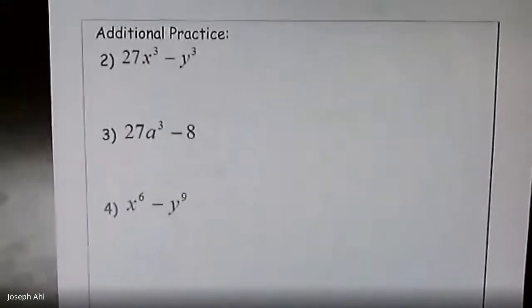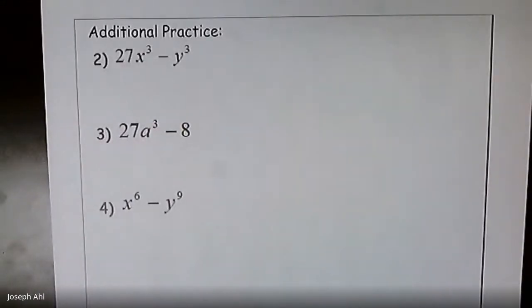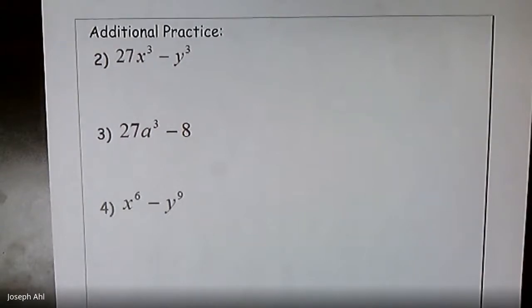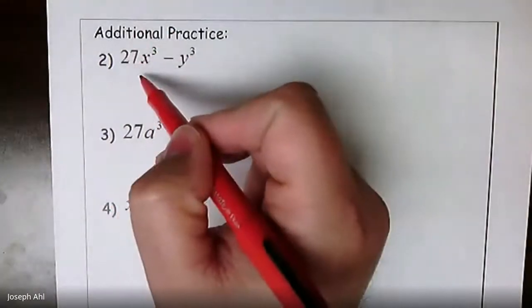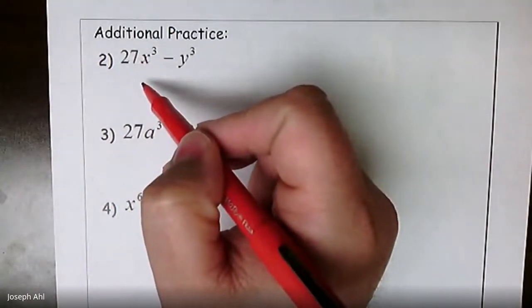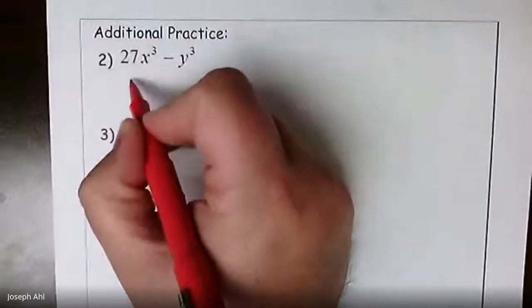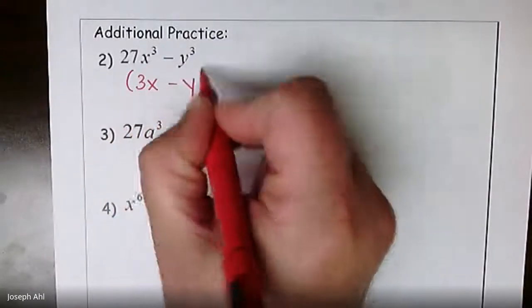Let's move on and talk about some additional practice problems. So here's 3 others. Take a second, hit pause if you need to copy those down into your notes. But we're going to go ahead and factor these. So we're going to start with 27x to the third minus y to the third. So we know that 27 is definitely one of those perfect cubes. So the binomial would be the cube root of each of these. It would be 3x minus y to start.